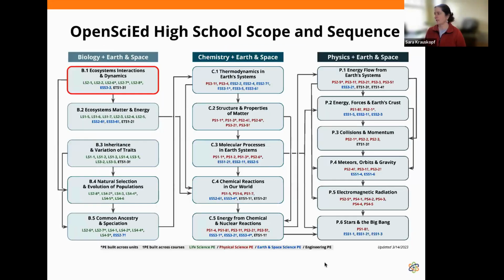So this, as was mentioned earlier, is part of a three-course sequence in high school, biology and earth space being first, then chemistry and earth and space being second, and physics plus earth and space being third. So this particular course, ecosystem interactions and dynamics, is extremely important because it really sets the stage for everything else. If your students are coming in not having done Open Science in middle school, this is the place where they'll learn all the routines. And so sometimes this particular unit can take a little bit longer because you're setting the stage for everything that's going to come later.